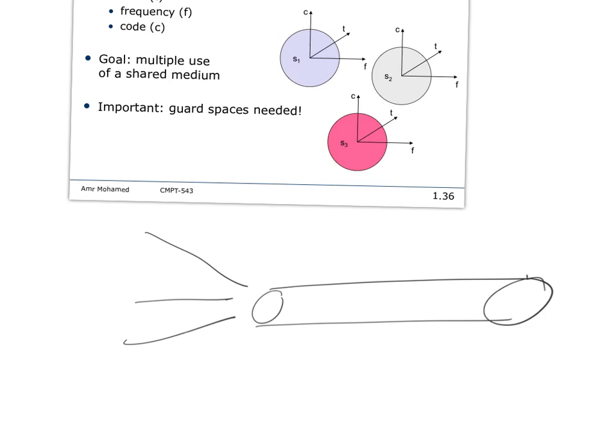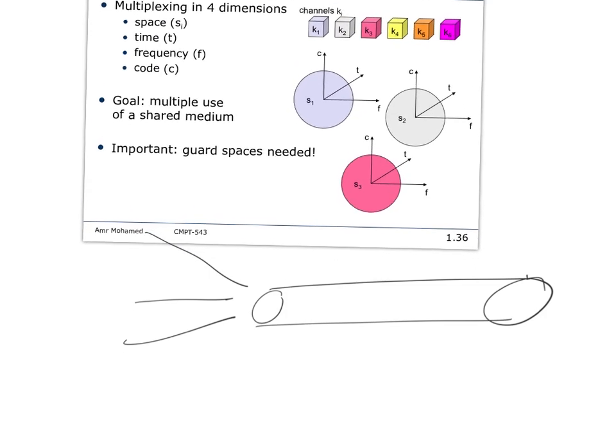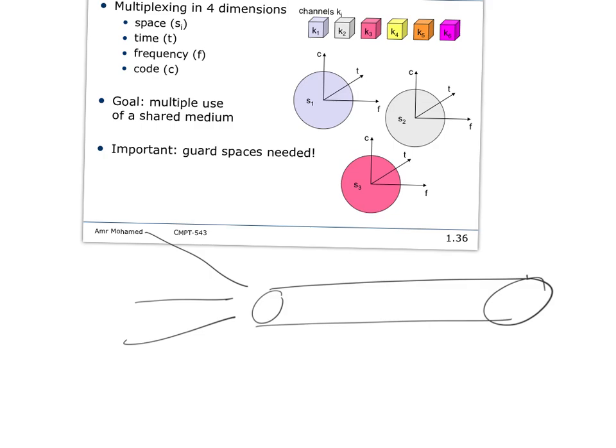The reason is I cannot send from two users on the shared medium at the same time, at the same frequency, right? I cannot do that. If I do this, what will happen? We'll have a collision, what we call a collision, right? So I have to have certain variation between the multiple users. So this variation can be in four different forms.